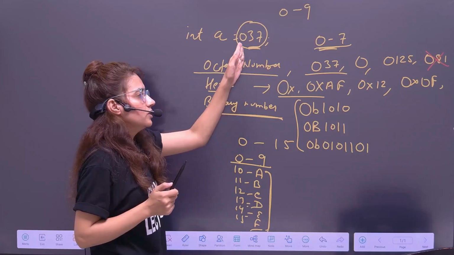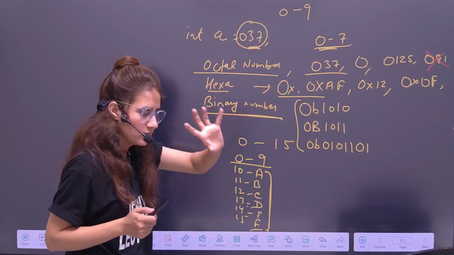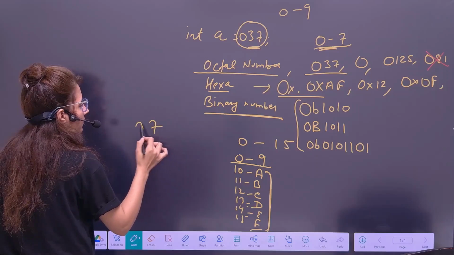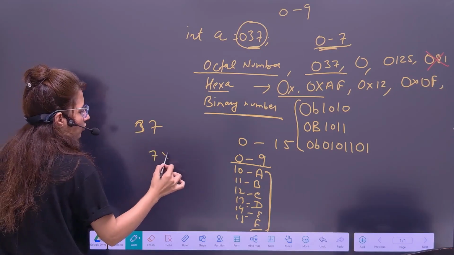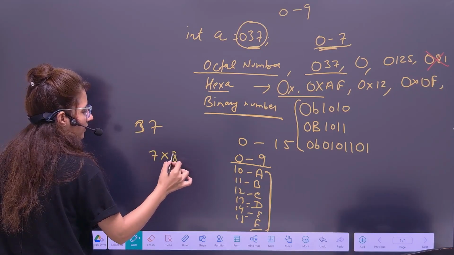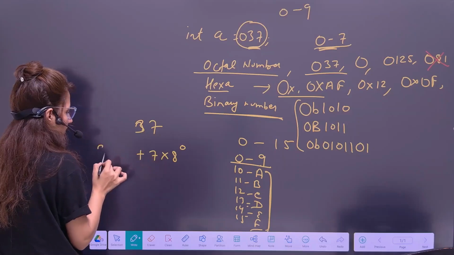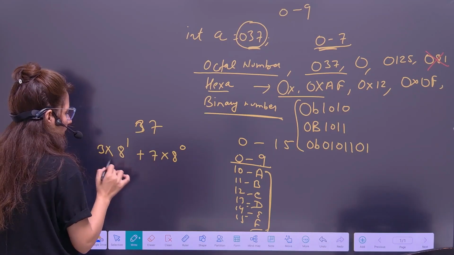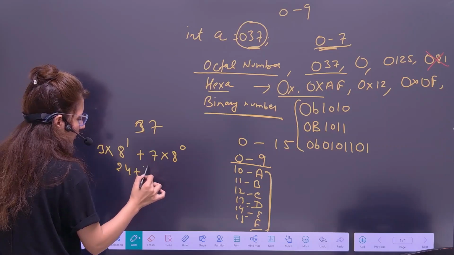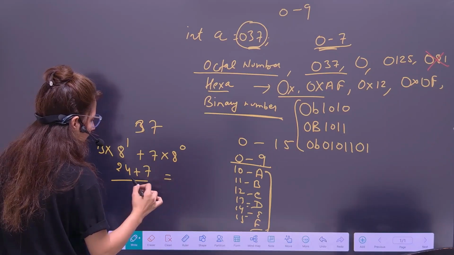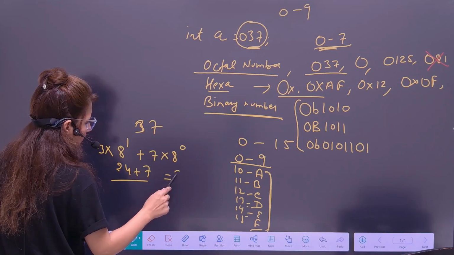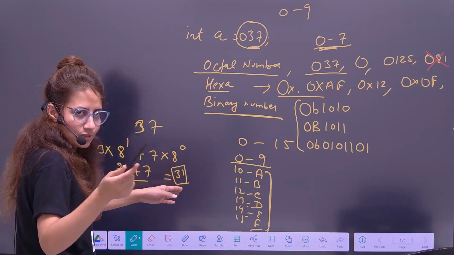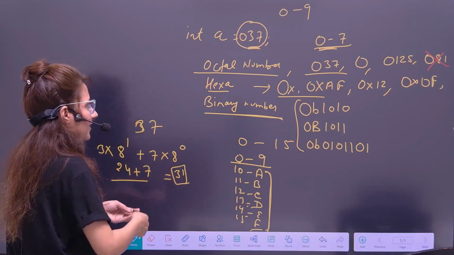Now, if you want to convert this 37, if it's an octal, then what is the formula? I'll tell you. Here we have 37. So 7 into base 8, 8 to the power 0, plus 3 into 8 to the power 1. So it would be 24 plus 7. So whatever value you get here, I think that would be 31. So let me show you practically whether this is correct or not.